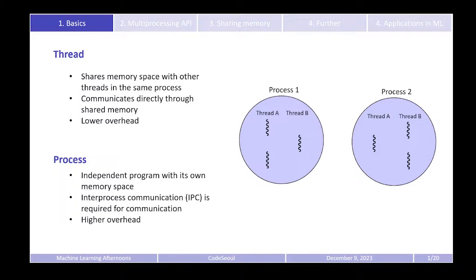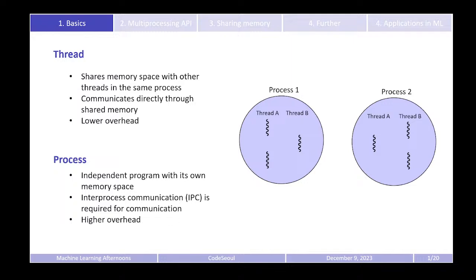One more thing to say is that threads have lower overhead because of this sharing of memory, how they can communicate. In that case, processes have more overhead. It takes more cost to create one and to close one as well. That's one of the main differences between threads and processes.